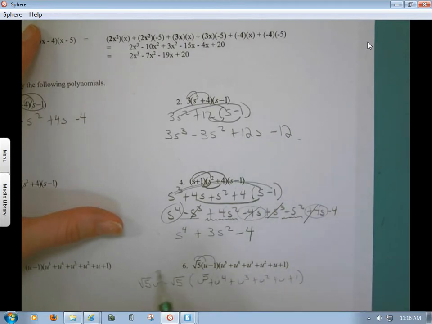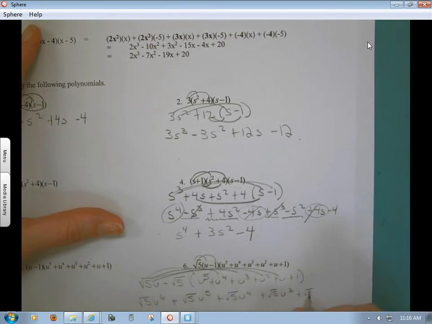So now this times this. The square root of 5 u to the 6th, plus the square root of 5 u to the 5th, plus the square root of 5 u to the 4th, plus the square root of 5 u to the 3rd, plus the square root of 5 u squared, plus the square root of 5 u.